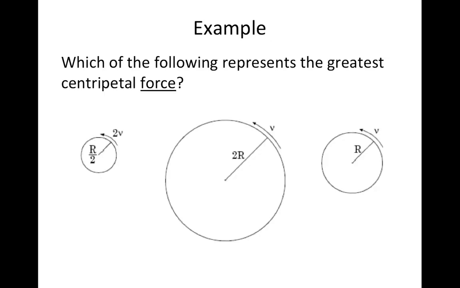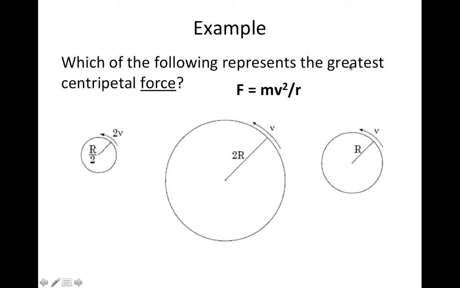Okay, so here's another fun conceptual question. So we have three circles here. Each of them are moving at certain speeds, and they have different radiuses. And they want us to tell them which of these represents the greatest centripetal force. Okay, so again, our equation for force is always mass times acceleration. But in this case, the acceleration is centripetal acceleration, so we can plug in v squared over r for acceleration. So really the force is mass times v squared over r. Okay, they didn't tell us anything about mass, so I'm going to assume that all three of these cases have the same mass.